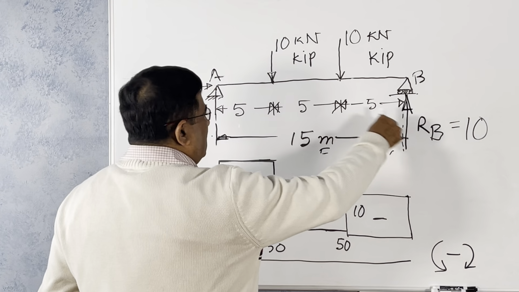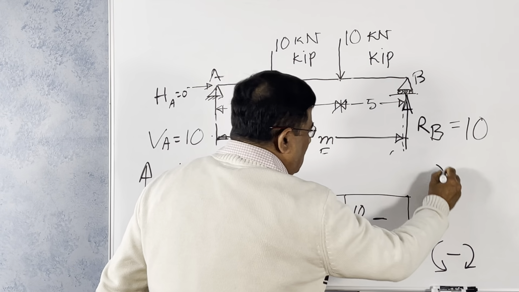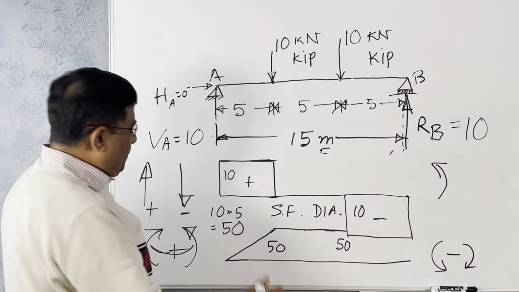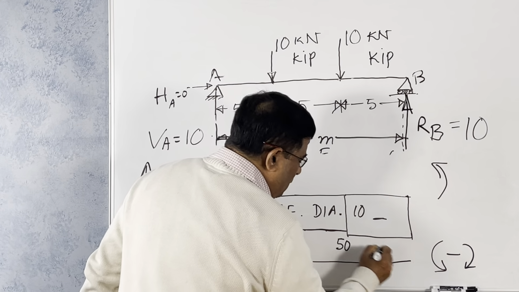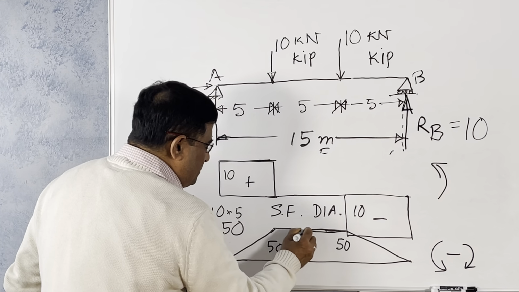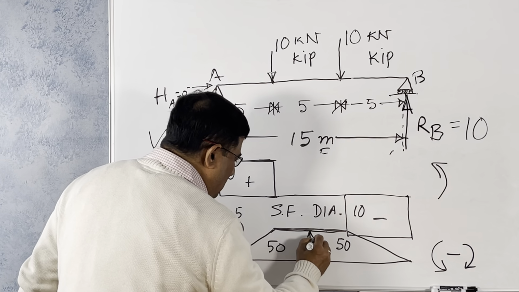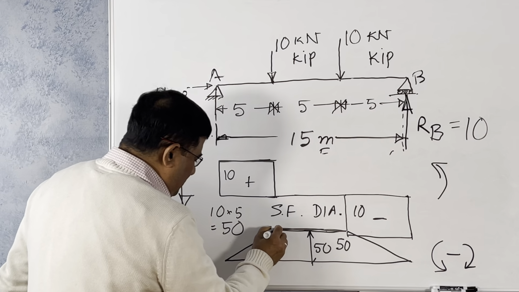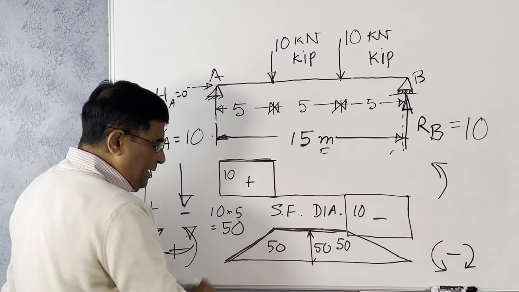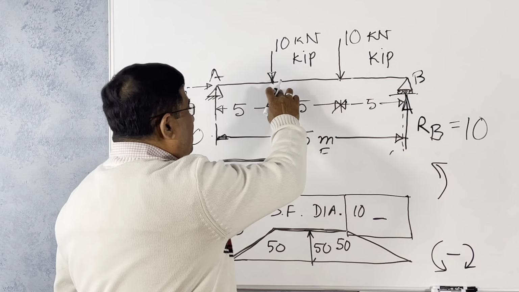Then RB times 5 is 50. If you consider from the right-hand side, anti-clockwise is positive, so it will be like this. So in this part the bending moment is constant, 50. And in this part, because the shear force is constant, the bending moment is linear. Same here. So this is how it looks if the forces are equal.